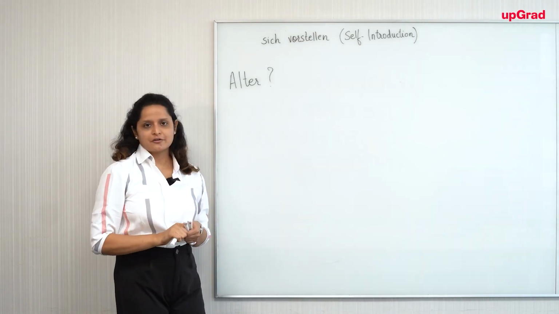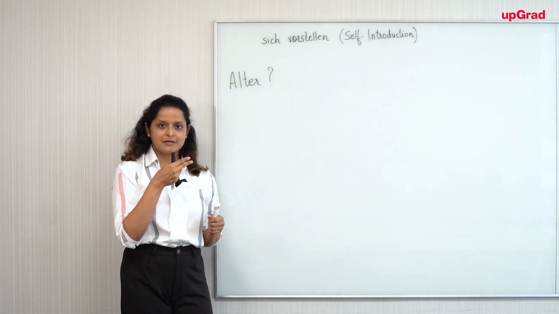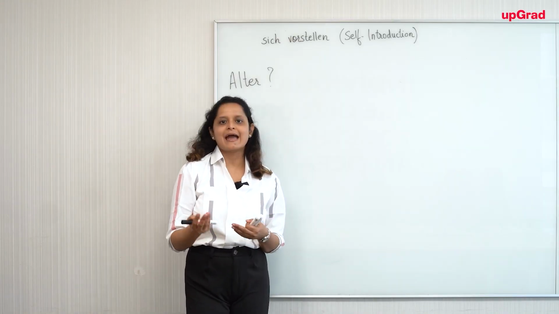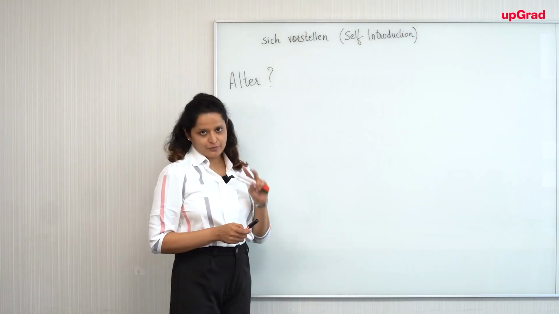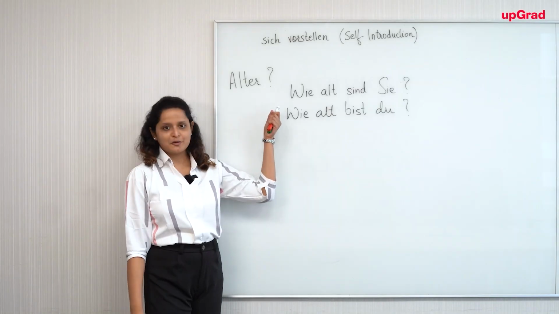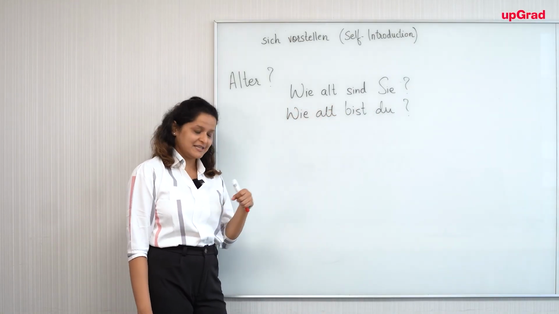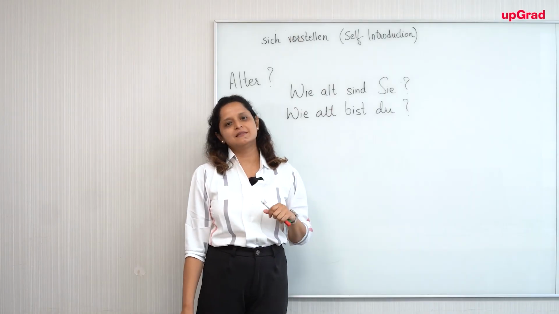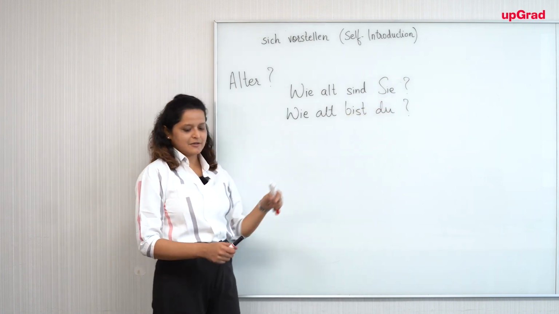So the next point of introduction that we have is Alter, which means age. So in the second introduction point, you are expected to be asked your age and respond to the same question. Okay, so again we will have two variations here, one formal, one informal. So the formal question is Wie alt sind Sie? The same question can be asked informally in the form of Wie alt bist du? This basically means how old you are. So you're asking this question formally as well as informally.